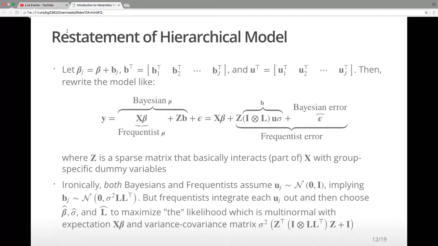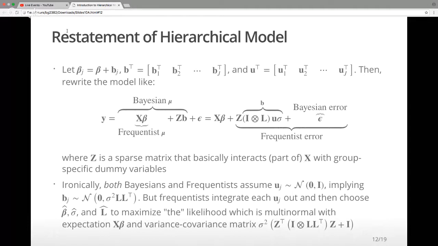So last thing today, I want to go through a restatement of the hierarchical model in general. So when we think about the coefficients in the J group, before we were just having a single parameter that varied from one group to the next. But in general, the coefficients could vary from one group to the next.